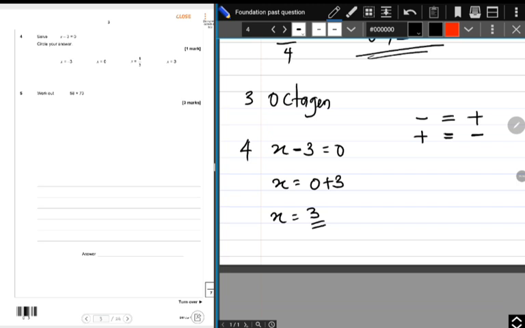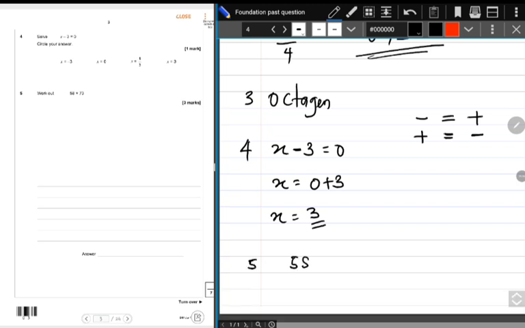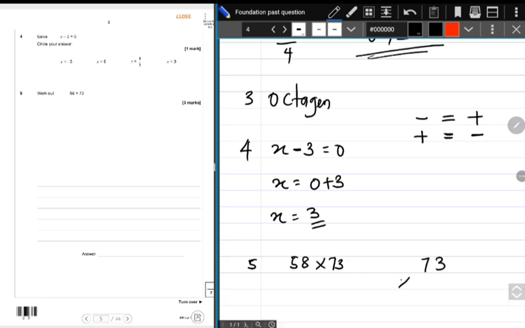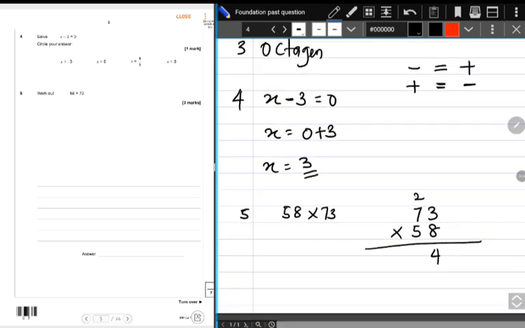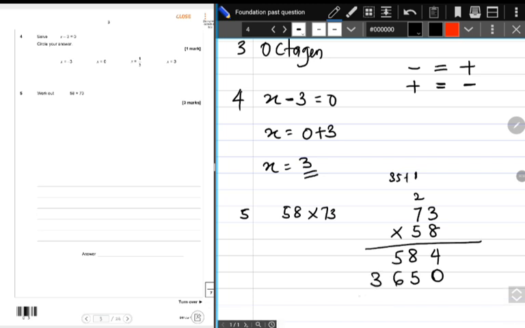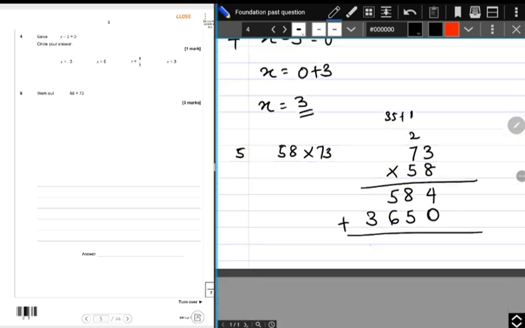Now number 5, we have 58 times 73. Let's make it 73 times 58. 8 times 3 gives us 24. We write 4, keep 2. 8 times 7 is 56, plus 2 becomes 58. We write 58, so we have 5 8 4. Then we put our 0 here. 5 times 3 is 15. We write 5, keep 1. 5 times 7 is 35, plus 1 becomes 36. We write out 36 this way.